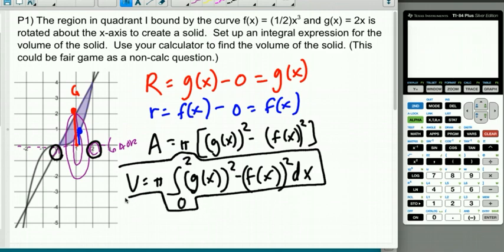Again, if these had not been called f and g, if these had both said y equals, you would have to write the entire equation for each one. You'd have to write the 1/2 x cubed and the 2x, because otherwise it's unclear which one you mean. You can't call them both y, you can't call them y1 and y2.